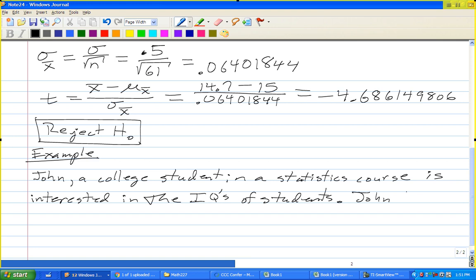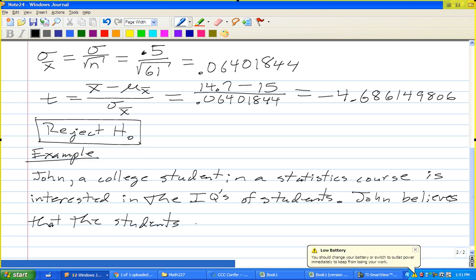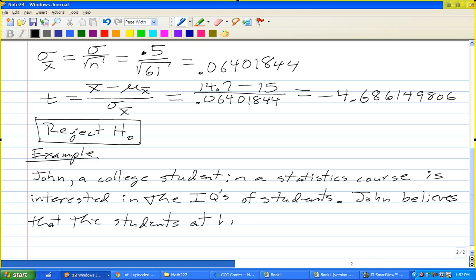John believes that the students at his college are gifted.